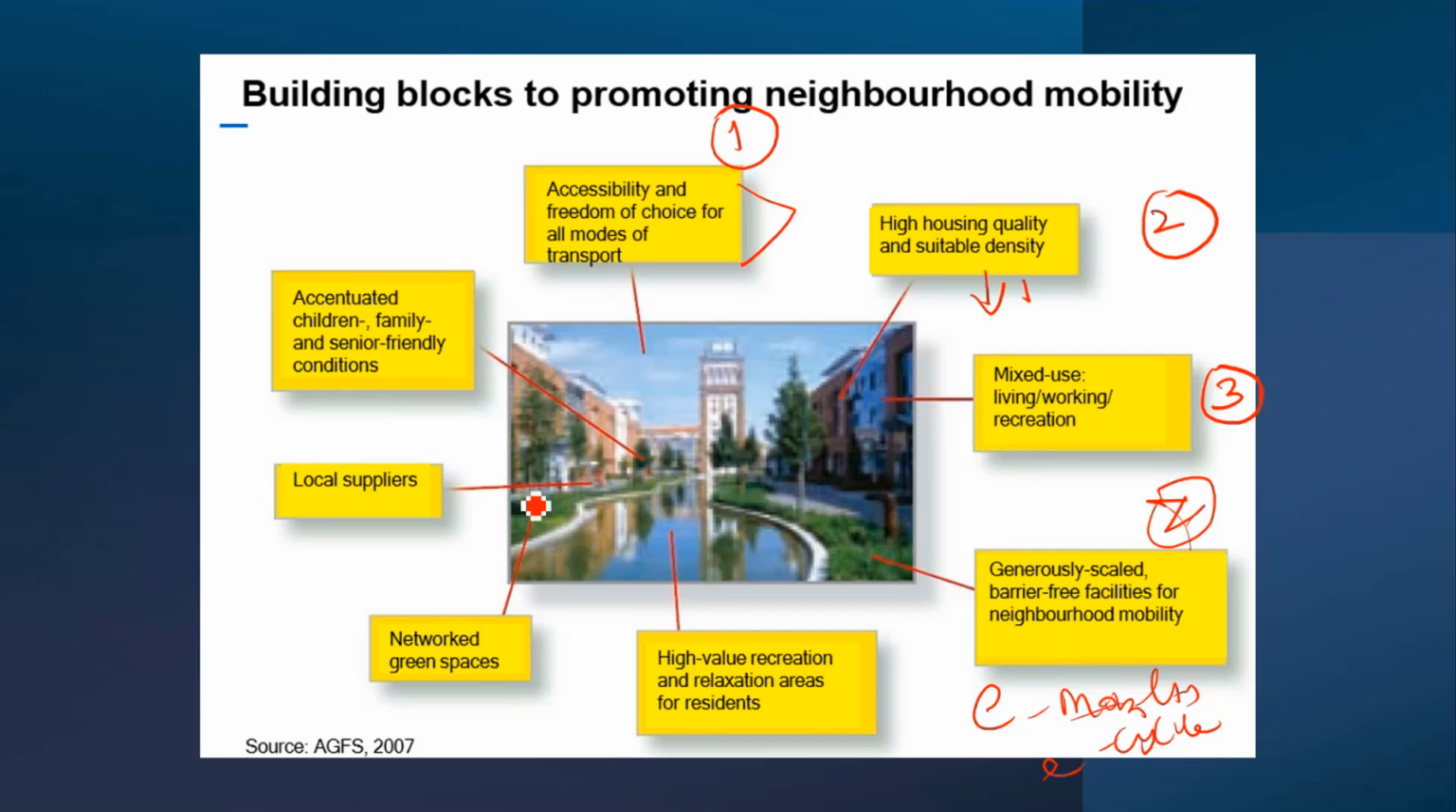And then the fifth point is how we can create recreation and relaxation areas according to people's demand. The sixth point is how we can provide green spaces such as parks, recreational areas, clubs, and so on. And then what kind of local supplies exist in that specific vicinity or area. And the last part is what kind of facilities are there for people of every age.